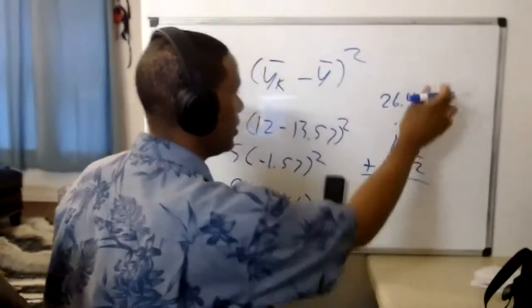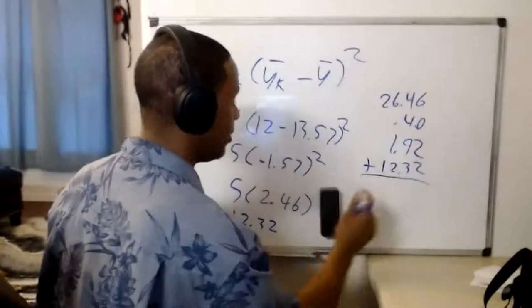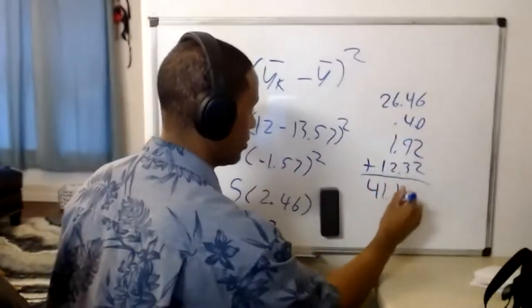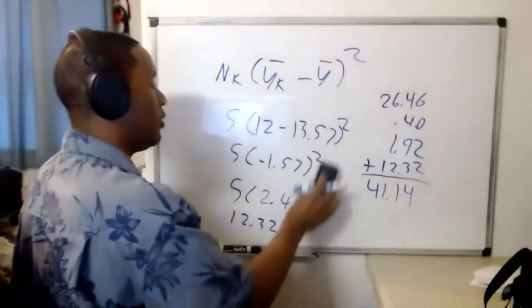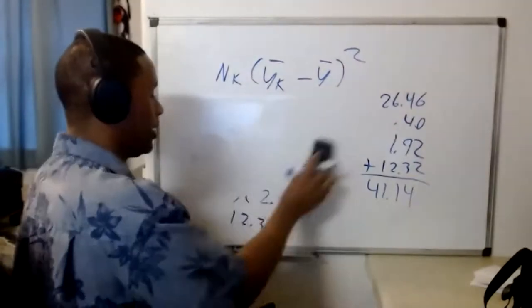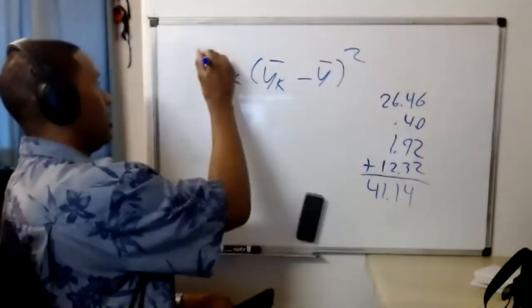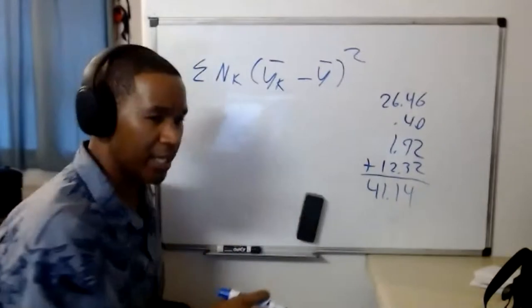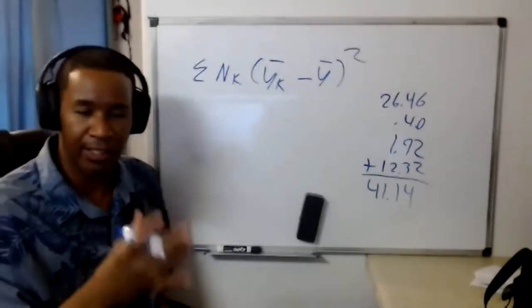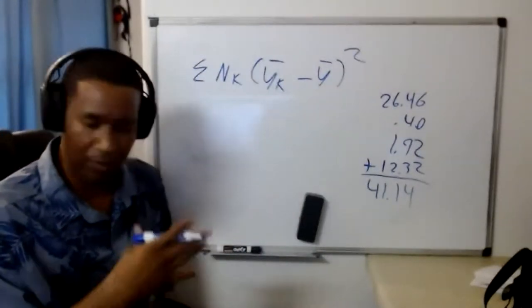Once you add these four numbers up, you should get 41.14. Anybody have any questions about that? So the last part of this equation would be the sigma part, which is add them all up. So our SSB is 41.14. Anybody have any questions about that?